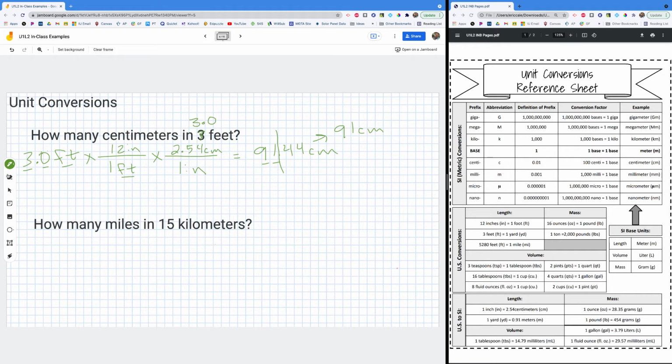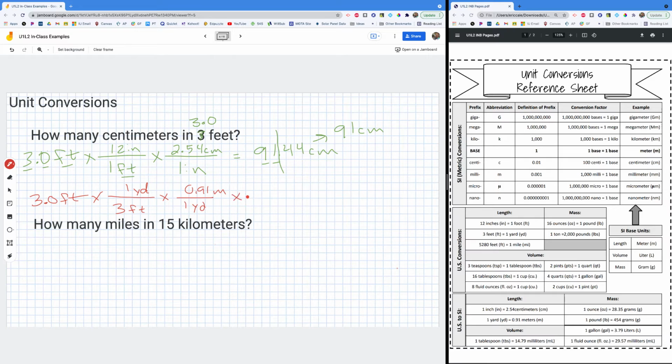I could have done it a slightly different way and picked the yards to meters conversion. But again, I have to get to yards first. So I know that there are 3 feet in 1 yard. So we'll do 3 feet on bottom, 1 yard on top. And then for every 1 yard, we have 0.91 meters.